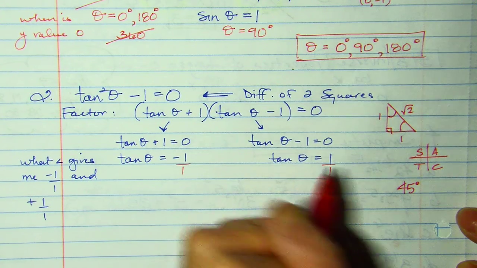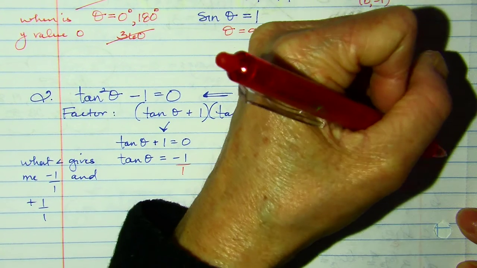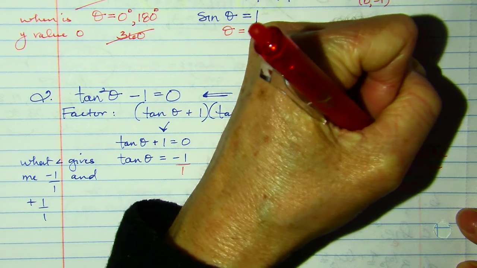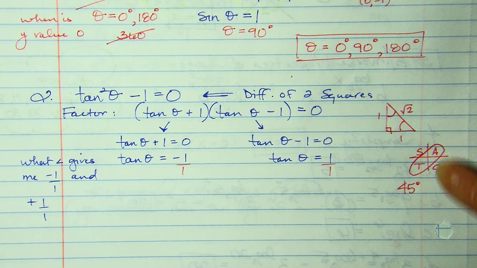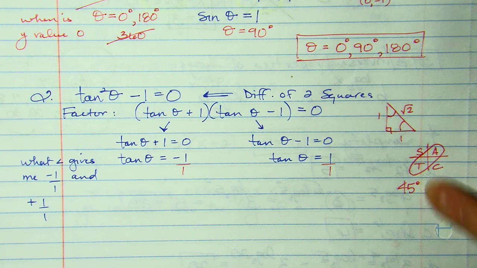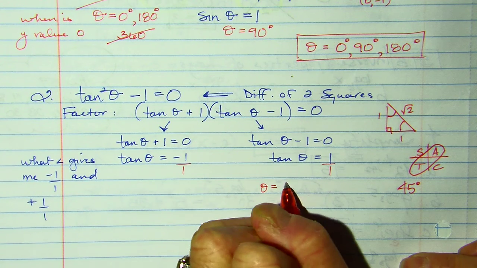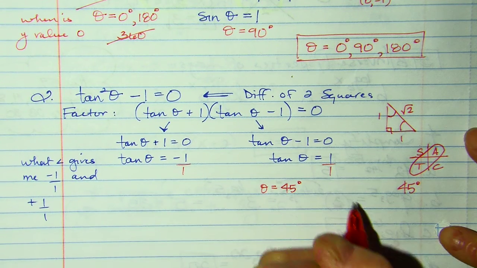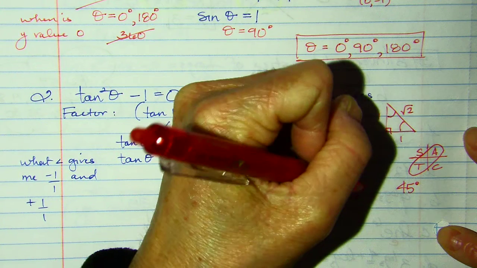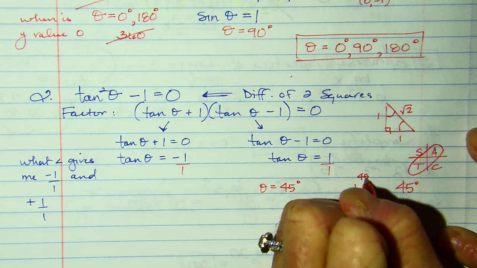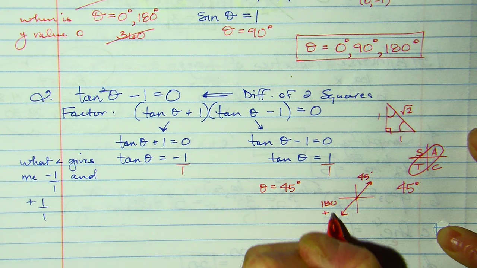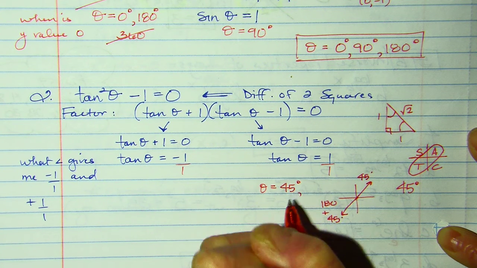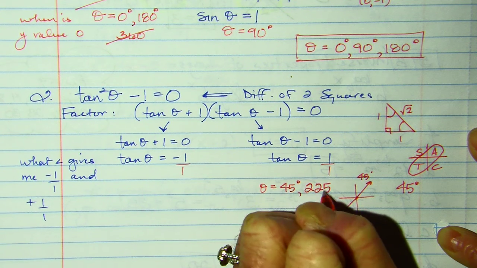So let's start with positive 1. I know that tangent is positive in quadrant 1, right? Because all trig functions are positive there, this represents just tangent. So I know that theta equals 45 degrees because that would be the angle in quadrant 1. In quadrant 3, that would be 180 plus 45 degrees, which equals 225 degrees.